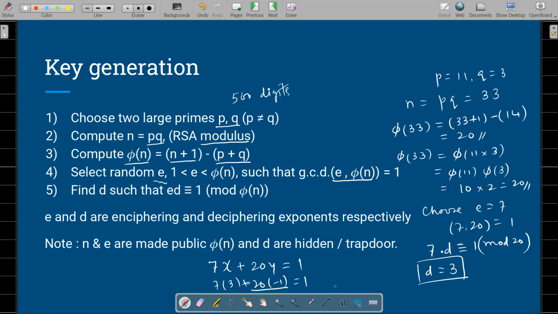Therefore, I get 7 into 3 is 1 modulo 20. Can you repeat this last equation, 7x plus 20y, why are we doing that? So when I work modulo 20, that part is 0. When I take a multiple of 20, it will leave remainder 0 when I divide by 20. So modulo 20, this part is 0. So I can say 7 into 3 is 1 mod 20. So my d is 3, the inverse is 3.